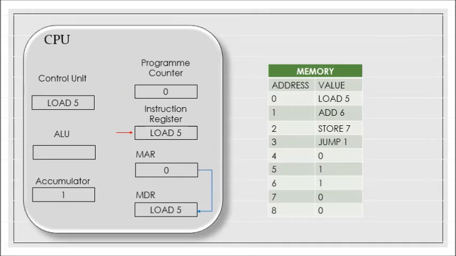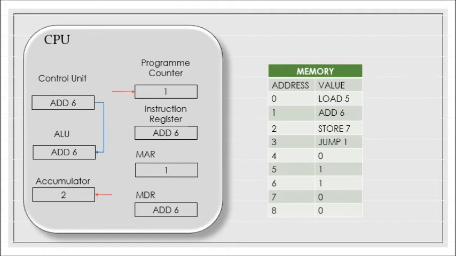Now the instruction is ready to be decoded by the control unit. The instruction is load 5, which means load memory content from address 5. The content of the memory is then fetched and put into the accumulator. The program now moves to the second instruction and the same thing occurs.